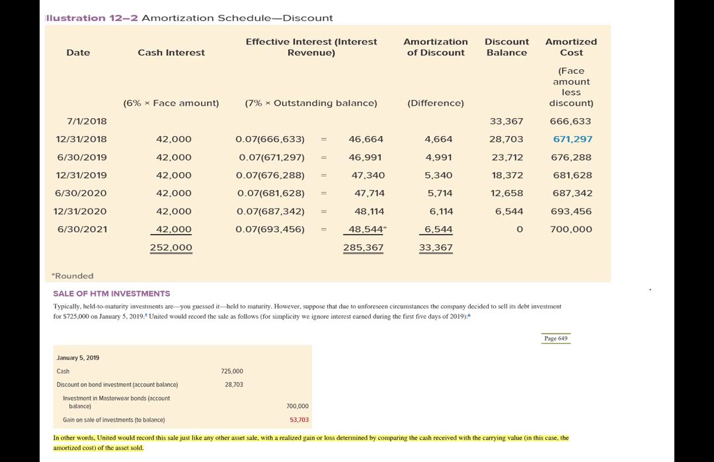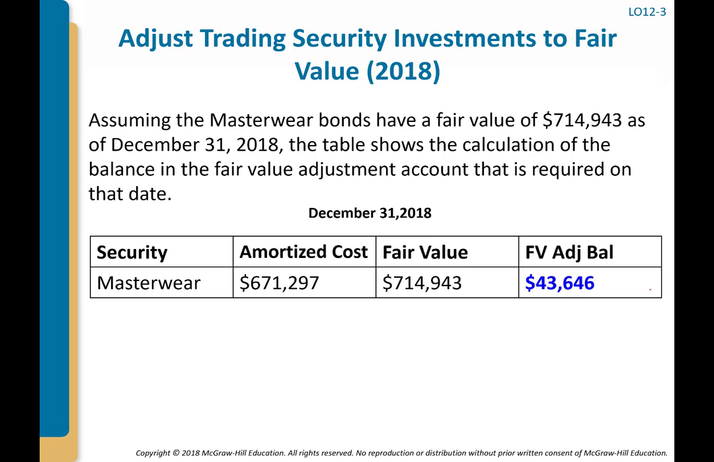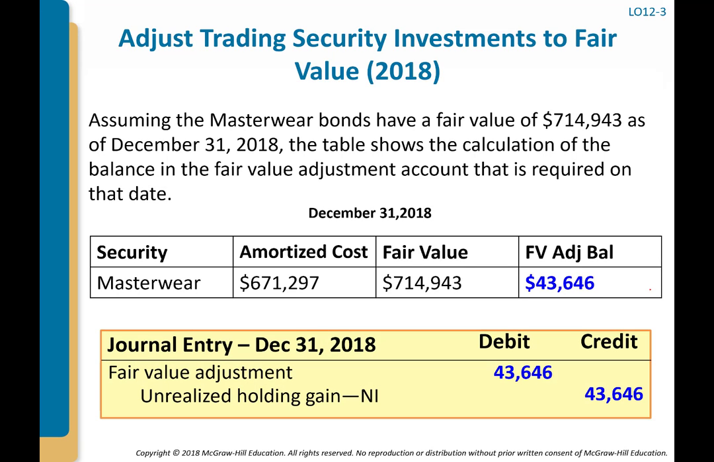But then we have the fair value adjustment, and the fair value adjustment did what? Fair value adjustment was a debit, wasn't it? So it increased this investment. Okay, so the fair value adjustment is $43,646. So when you get to the carrying value of that bond, you end up with this $714,943. Have we adjusted it to the market, showing on the balance sheet at its market value now? And that gain, the increase, did what? It went to the income statement, didn't it?